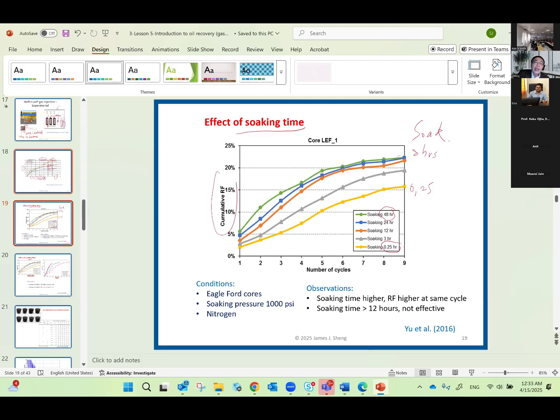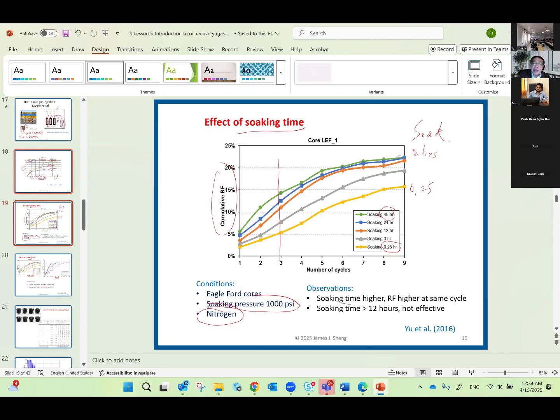So obviously, here is the cumulative oil recovery versus number of cycles. Let's look at a specific cycle, let's say cycle 3. In this case, soaking pressure is the same, and soaking gas is nitrogen. And what do we observe?